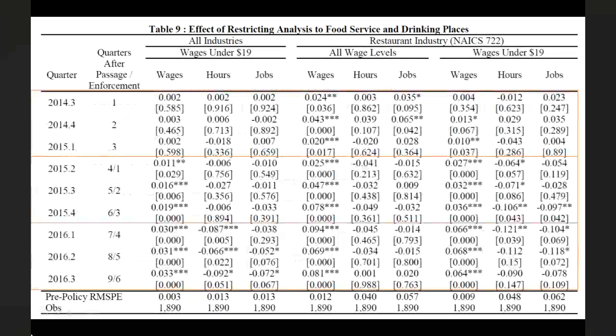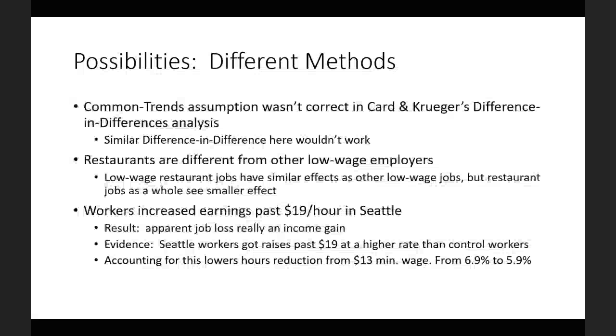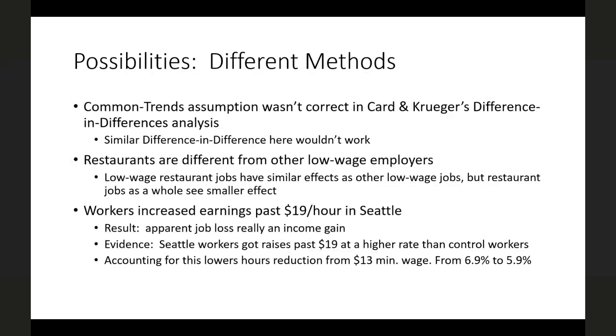Is this about Hardiman and her co-authors being wrong to think that they can look just at workers earning less than $19 an hour? In other words, are they finding that employment falls because they're not taking into account that people are getting raises past $19 an hour?